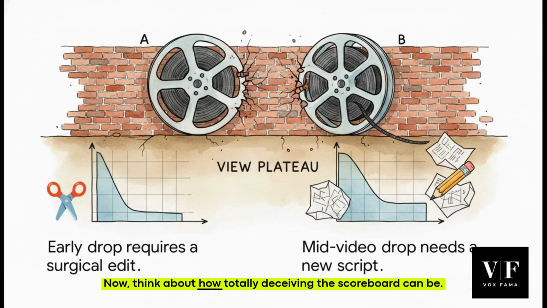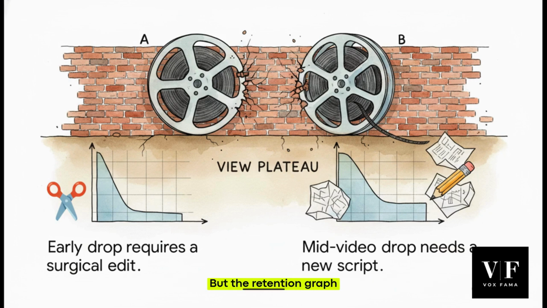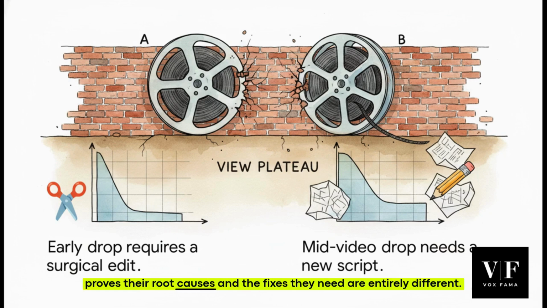Now, think about how totally deceiving the scoreboard can be. You could have 2 different videos, let's call them Reel A and Reel B, and from the outside, they look completely identical. They both failed. They both slammed into that plateau with exactly 200 views. If you're only looking at the score, you'd probably try to fix them both the exact same way, right? But the retention graph proves their root causes and the fixes they need are entirely different.